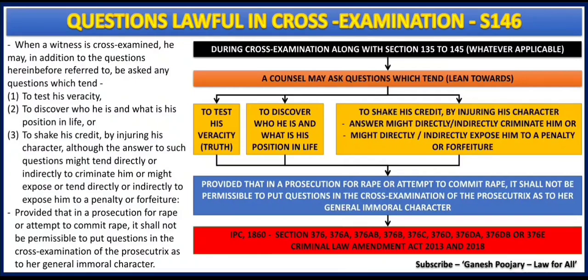Here what happens, to shake the credit of the witness, the questions are asked in such a way during cross-examination, the answers will injure the character of the witness himself or herself, and these answers given might directly or indirectly criminate the witness, or might directly or indirectly expose him to a penalty or forfeiture. Here the witness himself or herself is in danger. That is the importance of subsection 3 of section 146. I hope you are understanding.